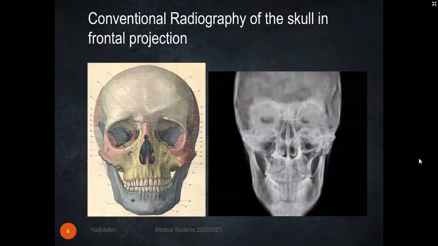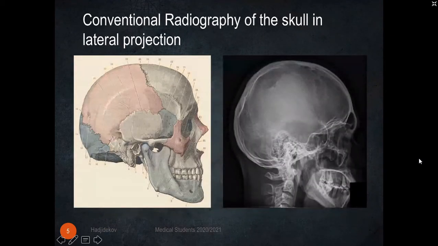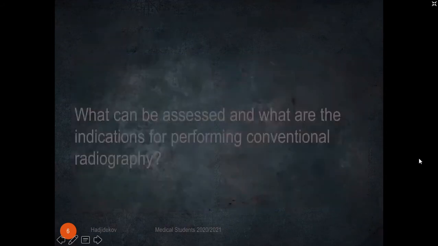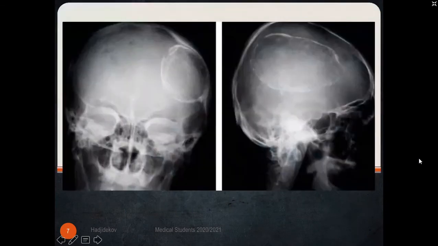So starting with the conventional radiography of the skull, you can see here in frontal projection the anatomical structures and what we see on the conventional X-ray. If we are dealing with a patient with trauma, sometimes it's necessary to make not only the frontal projection, but also a lateral projection. So in lateral projections, you can see clearly the skull base, the sutures, and also the first cervical vertebra. So what can be assessed and what are the indications for performing conventional radiography?